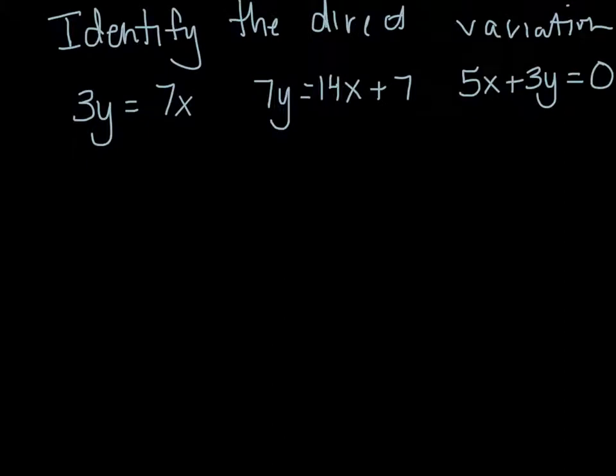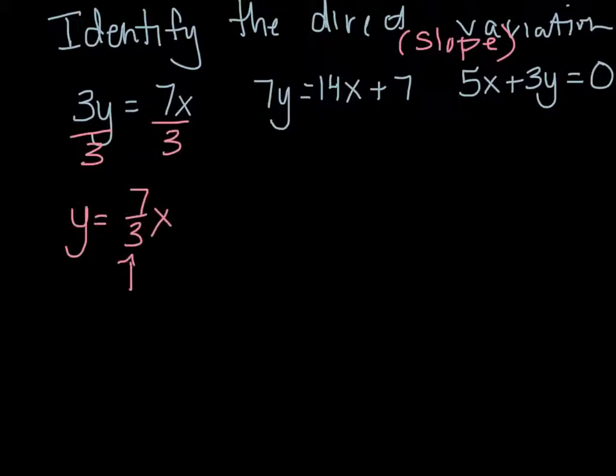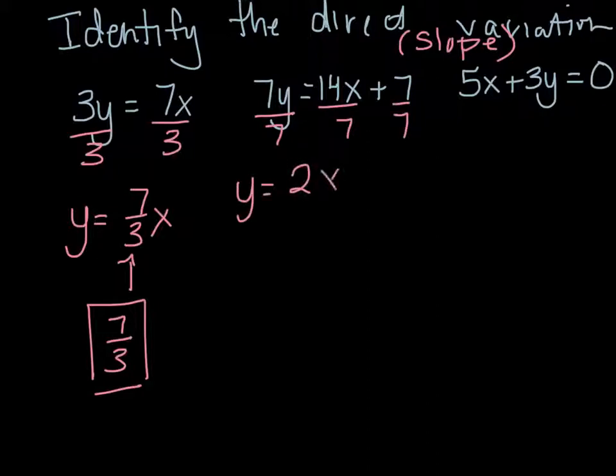The next problems might say identify the direct variation, or really truly we're identifying the slope. So for us to identify the slope, I have to solve for y. So this first problem, I'm going to divide both sides by 3, and I have y equals 7/3 x. There's my direct variation. The slope is 7/3. The next problem, I'm going to divide everything by 7. So I have y equals 2x plus 1. My slope is 2, which is my direct variation.